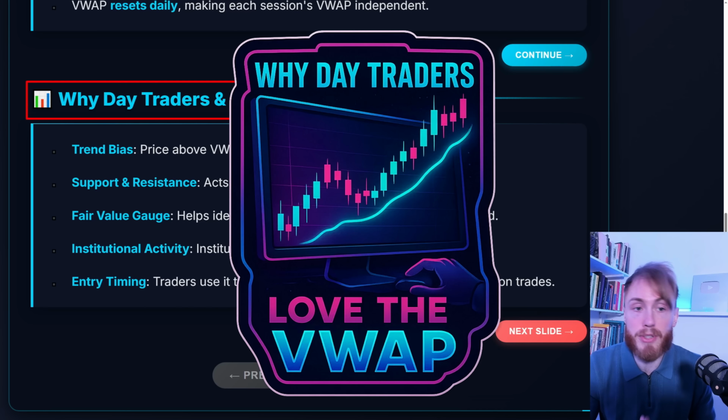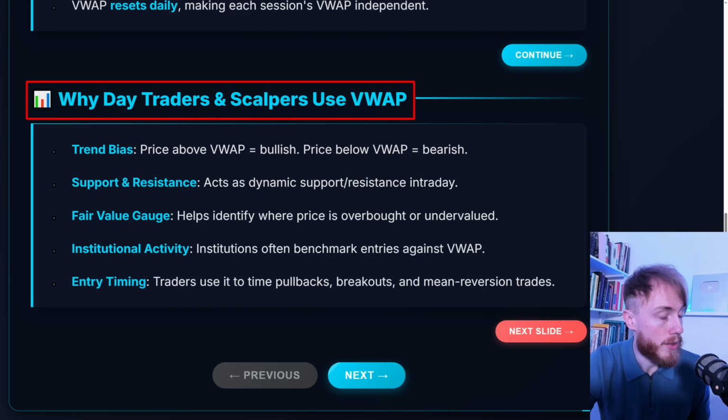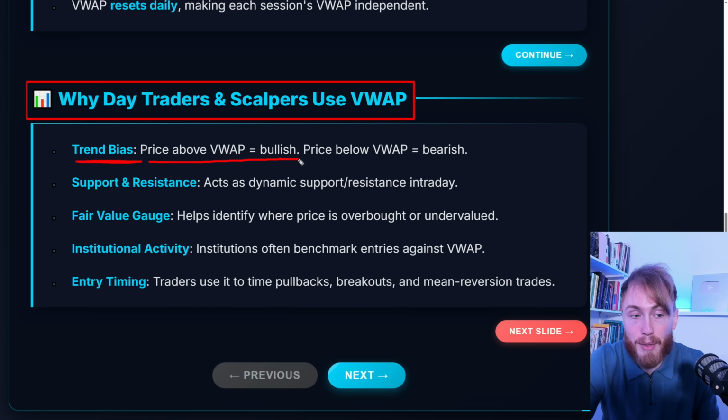But alright, so now let's switch the attention a bit here and take a look at why day traders and scalpers use the VWAP. Well, first of all, they use it for something called trend bias. And this is one way to use the VWAP. The very simple explanation is that when the price is above the VWAP, it indicates a bullish trend. And when the price is below the VWAP, it indicates a bearish trend.